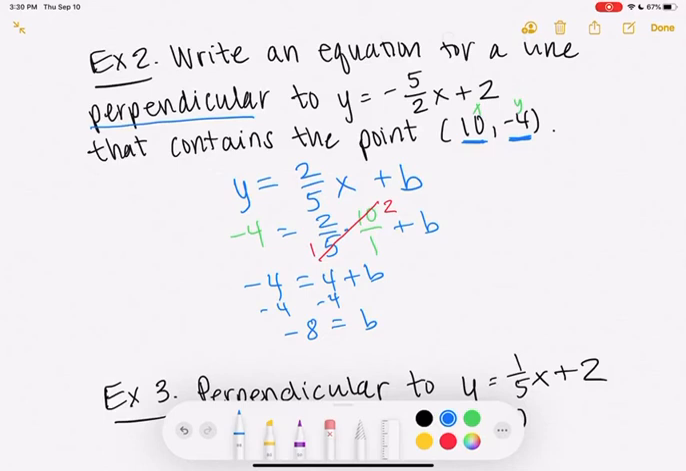That is not our answer, because the whole problem said write an equation for a line that's perpendicular to this and contains this point. So we aren't quite done yet. Our final answer is y equals that 2/5 x, and then b is -8, so I'm just going to write -8. That is our equation, perpendicular to that one that they gave us and contains that point. All right, awesome.